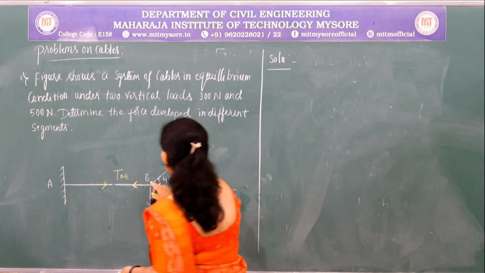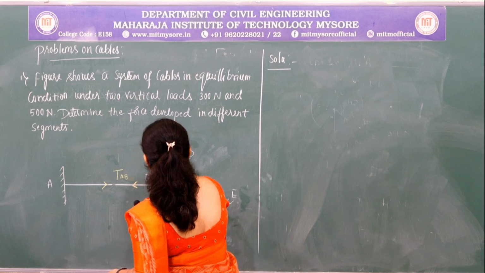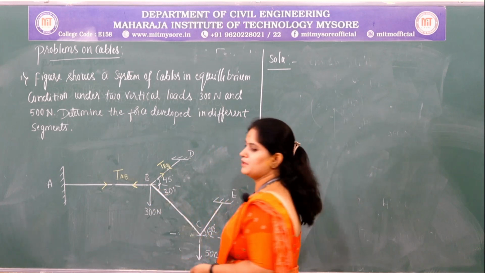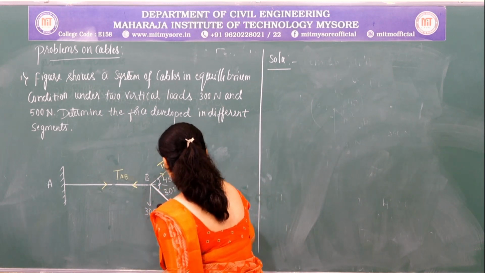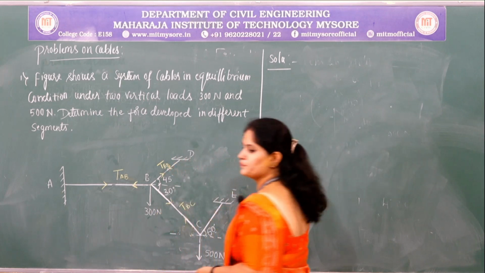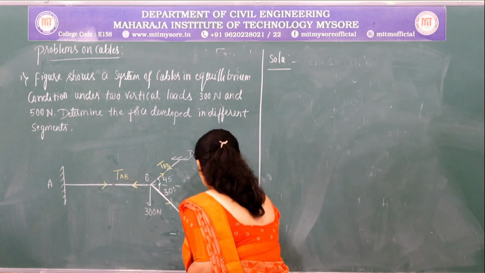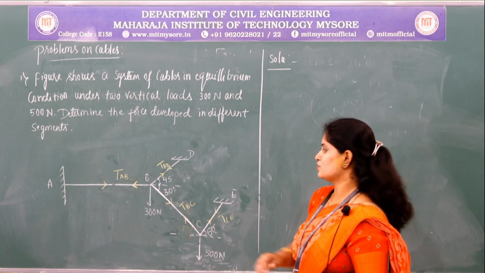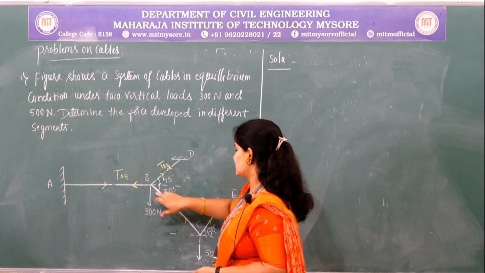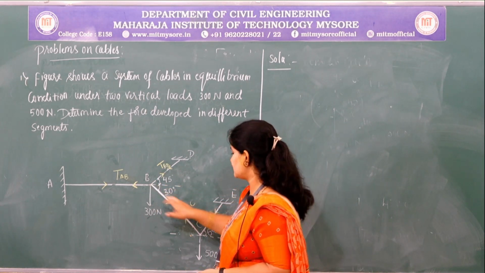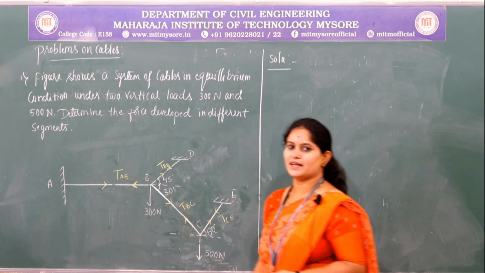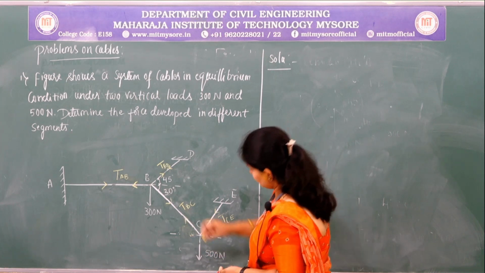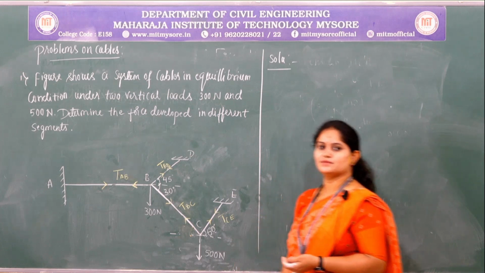Similarly, at cable BD, this is TBD. At cable BC, it is TBC. At cable CE, this is TCE. So if you consider this joint, the tension force in this cable should be taken in this direction. If you consider joint C, you should consider the tension in the cable BC in this direction.